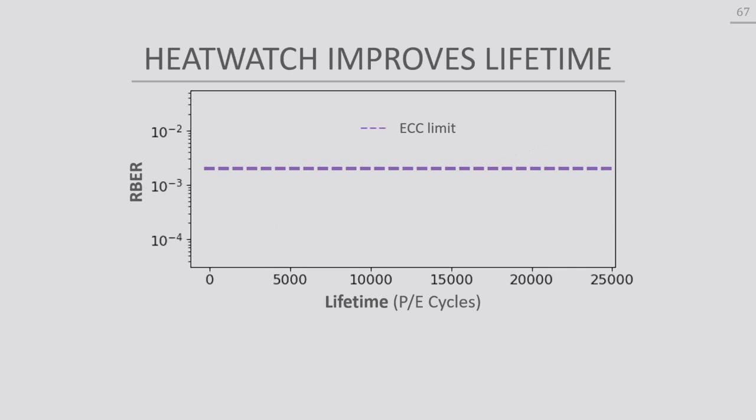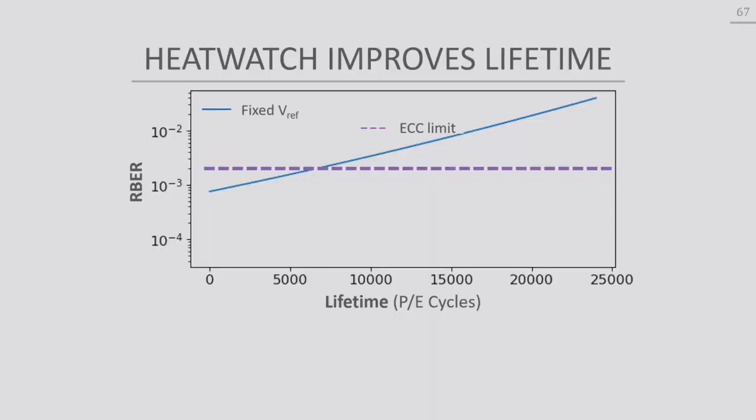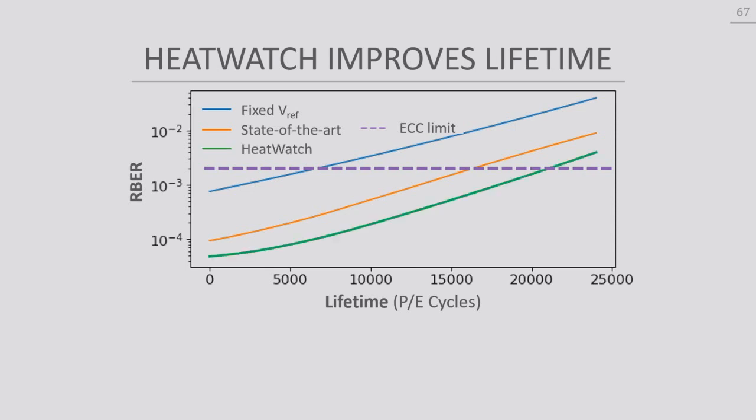So again, these are the lifetime results. The x-axis is the PE cycle count, and the y-axis is the raw bit error rate. The purple curve is the ECC limit. The blue curve is the baseline, which uses a fixed read reference voltage. The orange curve is the state-of-the-art, which is essentially the same as the REMAR technique that we previously proposed. And then the green curve shows the HeatWatch technique.